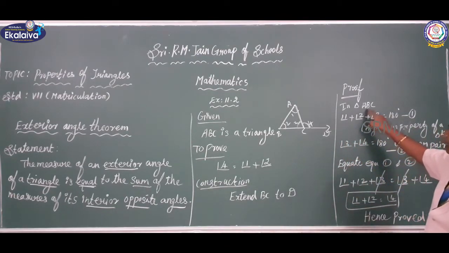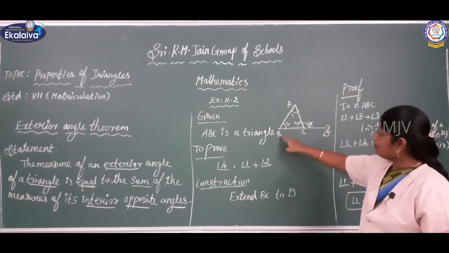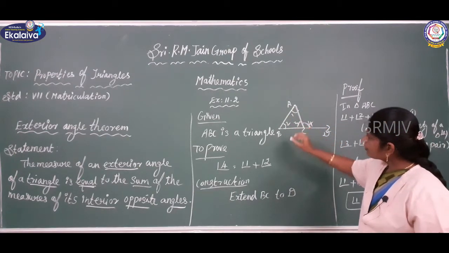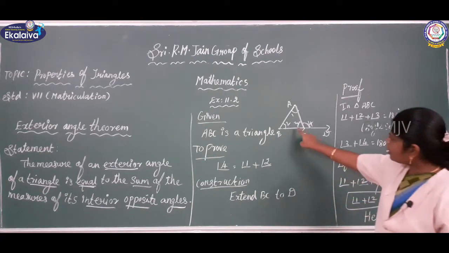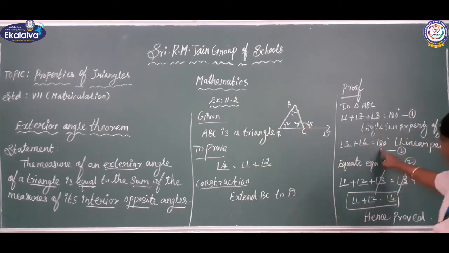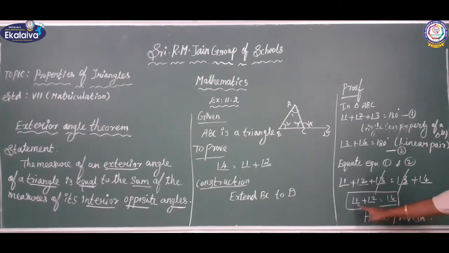Okay. So proof: in triangle ABC, we are taking ABC as a triangle. The angle sum property I applied here, angle 1 plus 2 plus 3 equal to 180 degrees. Then here 3 plus 4, when we add this we get 180 degrees because of the linear pair. After that what I did? I equated the equations. So 1 plus 2 plus 3 equal to 3 plus 4. The 180 cancelled. So angle 3 cancels. What is remaining? Angle 4 equal to angle 1 plus angle 2. Okay. Is it clear?